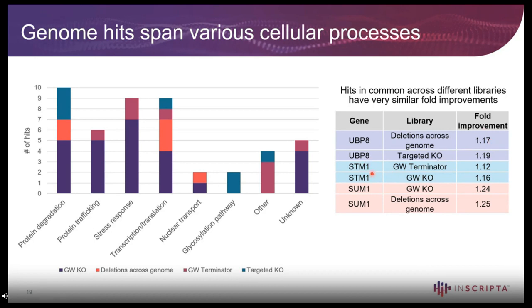The same was true for STM1, and also for SUM1, from the genome-wide knockout library as well as deletions across the genome. And it was very nice to see that the fold improvement from these was very, very similar. So this really gave us nice confidence in our screening workflow, that we're pulling out hits reproducibly from multiple different libraries, and also showed the noise level in our screening workflow, because these libraries were built at different times. The screening of these libraries was done on different days at different times, and yet we were able to pull out the same hit with a very similar fold improvement.